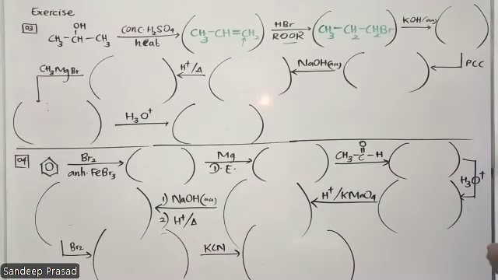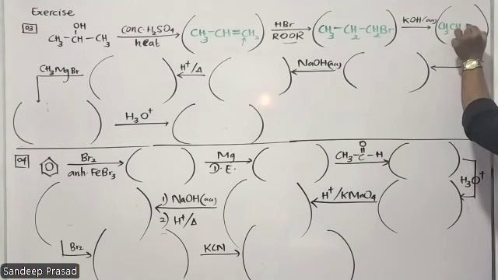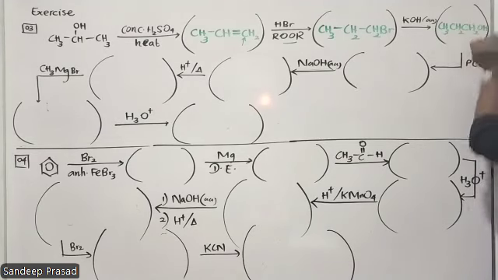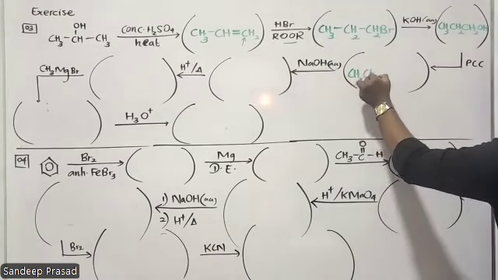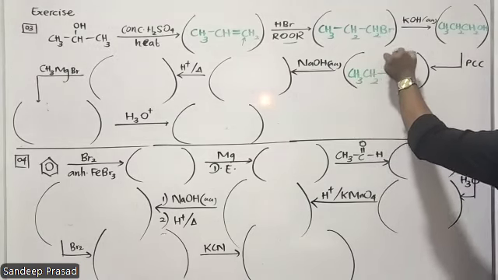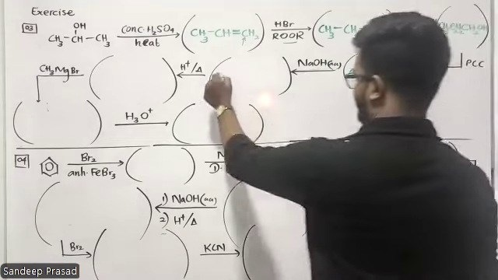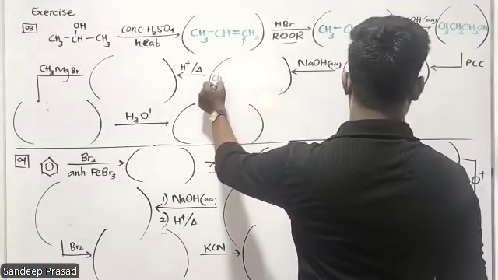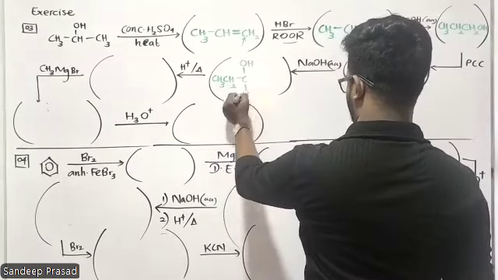Then potassium hydroxide aqueous, that means CH3, CH2, CH2, OH. So PCC is added for a primary alcohol. So then we can say that CH3, CH2, C double bond OH. Then sodium hydroxide aqueous is added. Then we can say that CH3, CH2, COH, H here.